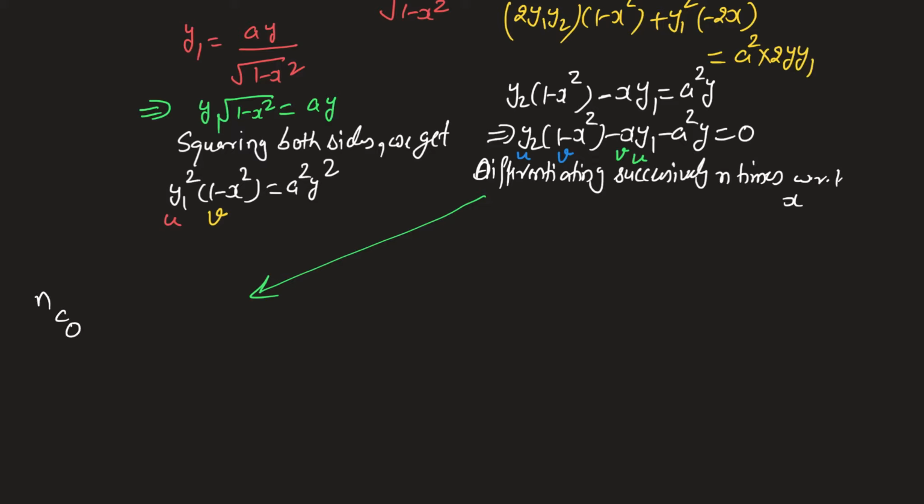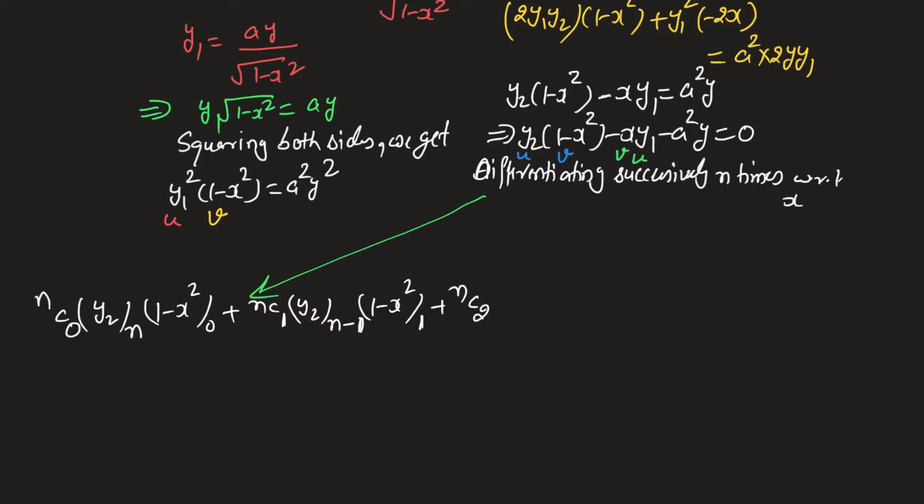So you will see nC0 y2 nth order derivative, 0 order derivative of 1 minus x square, plus nC1 y2 n minus 1th order derivative, 1 minus x square first derivative, plus nC2 y2 n minus 2, 1 minus x square second order derivative.